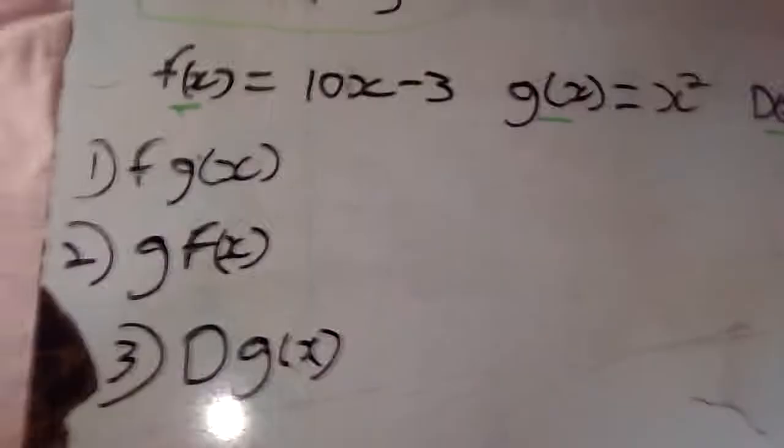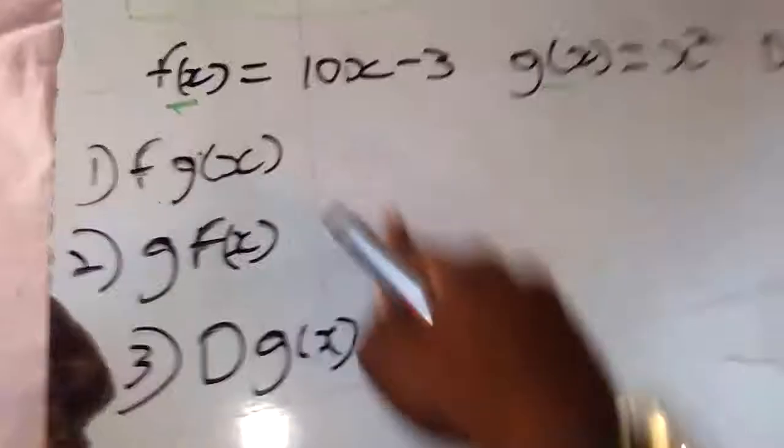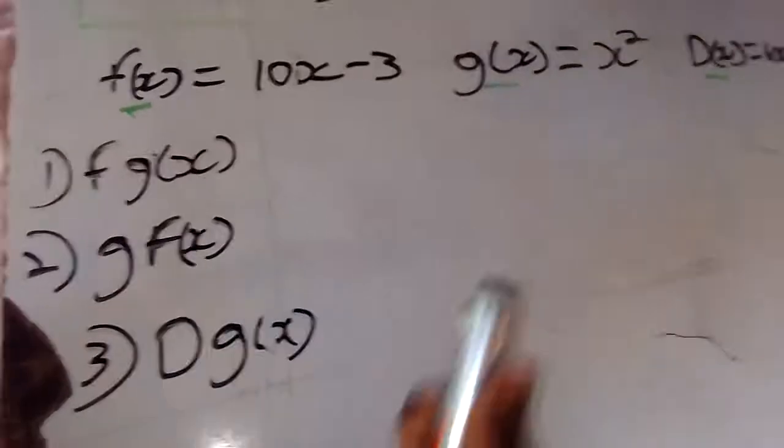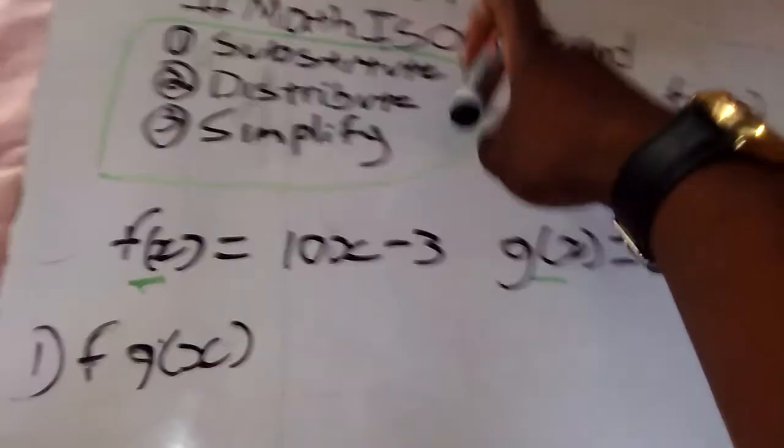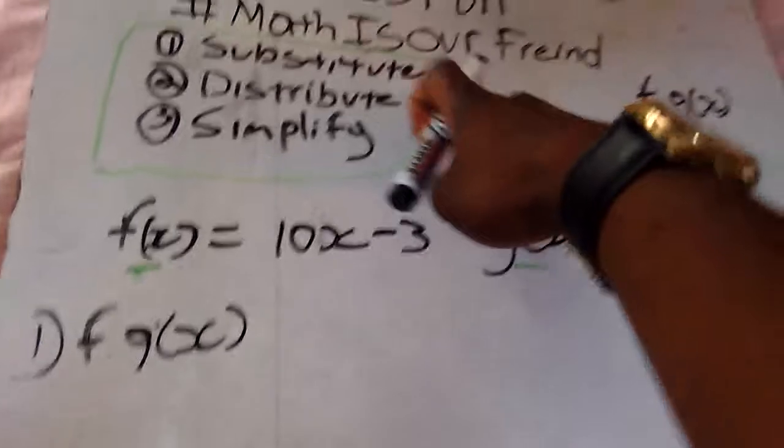Now I'm going to rub off this space a little bit. Alright, so those are the three functions. These are the three composite functions that we get. 1, 2, 3. Now we can pause the video and write them down, because I'm going to rub them off. So I'm going to write the first one. If you can remember, the instructions are substitute, distribute, and simplify. This is how we are going to do it in most cases, 88% of the time.